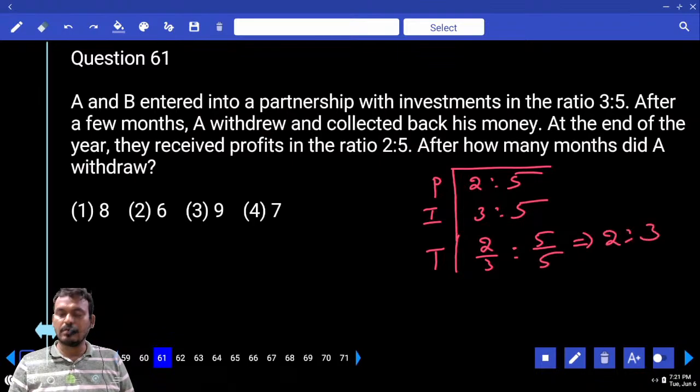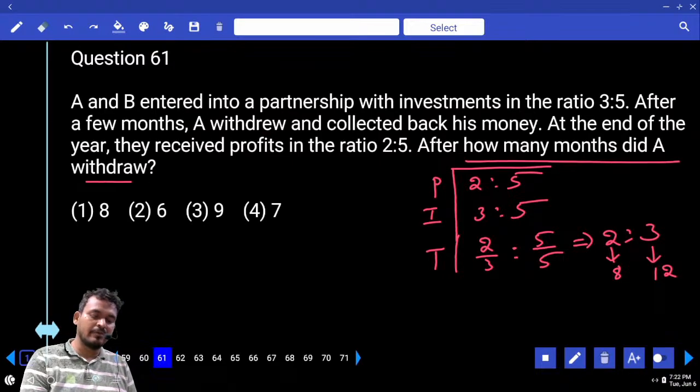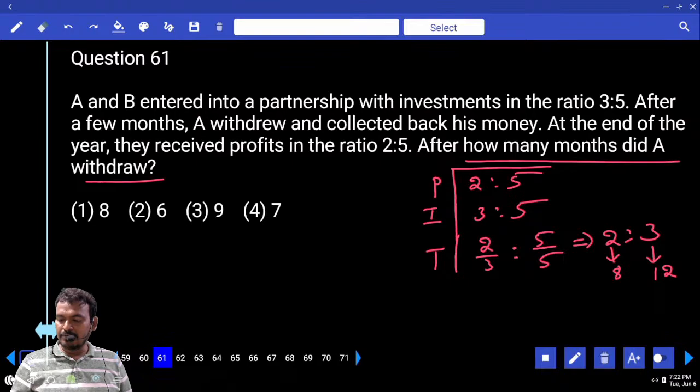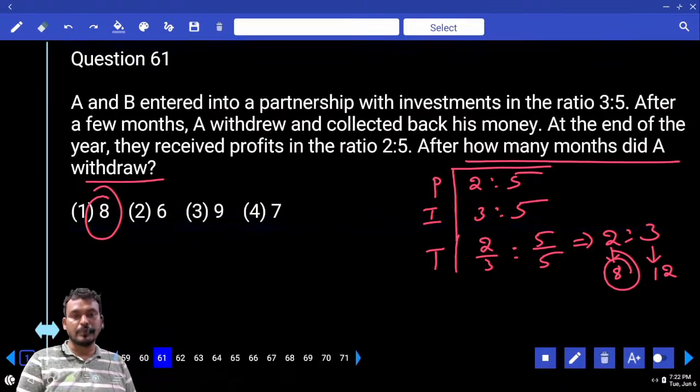That is the time ratio. A's time is how many parts? 2 parts. B's time is 3 parts. What is the 3 parts value? 12 months. What is the 2 parts value? 8 months. Then what is the question here? After how many months did A withdraw from the business? After 8 months he left the business, meaning his capital is used for 8 months.